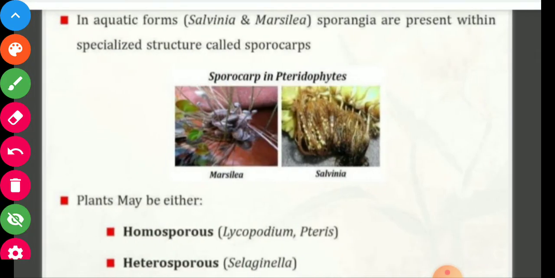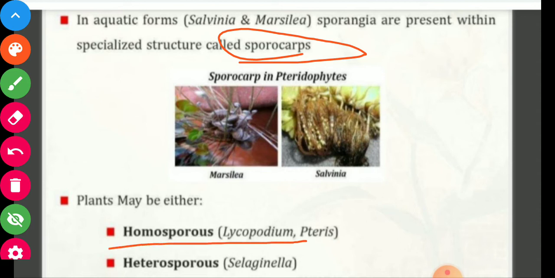In aquatic forms like Salvinia and Marsilea, sporangia are present within specialized structures called sporocarps. This is found in aquatic plants. Plants may be either homosporous or heterosporous. That is, on the basis of spores, they are homosporous or heterosporous. If only a single type of spore is produced, they are homosporous. If the spores are of two types, these are called heterosporous.